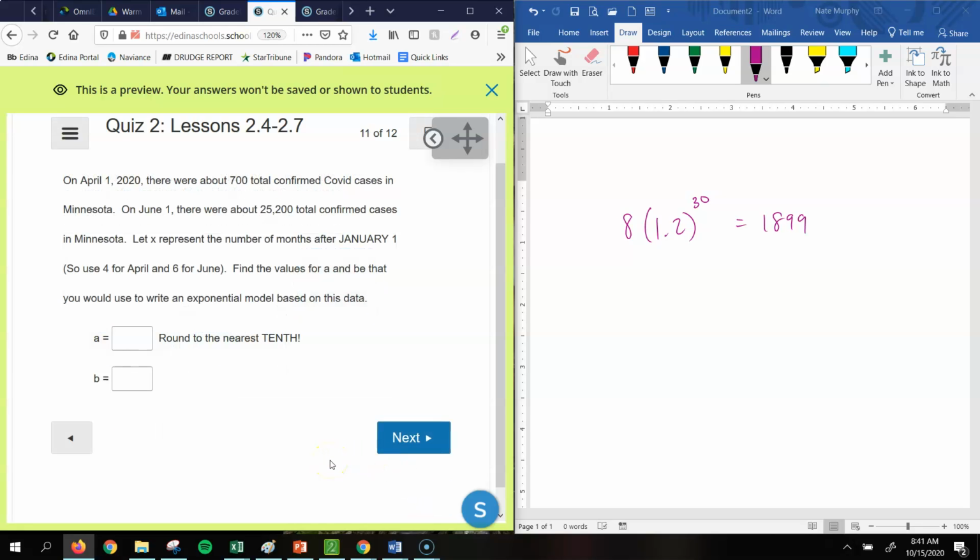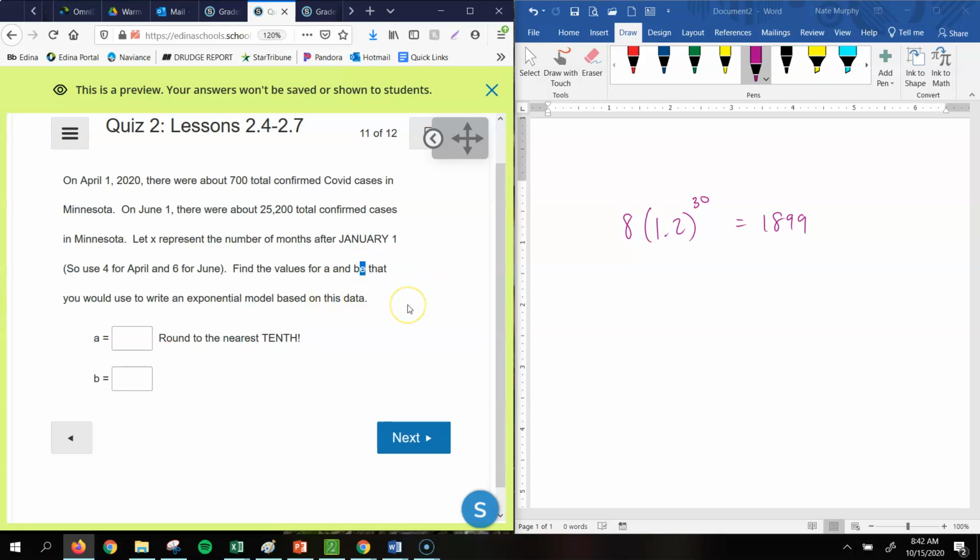So here's a real-life problem. This is actual real data for the state of Minnesota. On April 1st, 2020, there were about 700 total confirmed COVID cases in Minnesota. On June 1st, there are about 25,200 total confirmed cases in Minnesota. That X represents the number of months after January 1st, so use 4 for April and 6 for June. Find the values for A and B that would be used to write an exponential model based on this data. Okay, so there's another typo there.